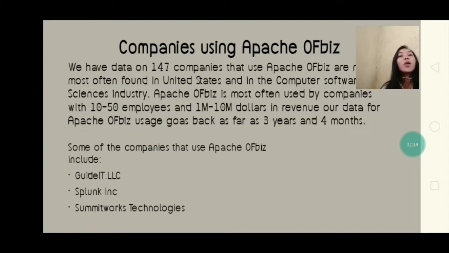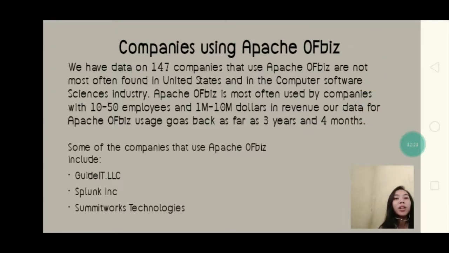We have data on 147 companies that use Apache OFBiz, most often found in the United States and in the computer software industry. Apache OFBiz is most often used by companies with 10 to 50 employees and $1 million to $10 million in revenue. Our data for Apache OFBiz usage goes back as far as 3 years and 4 months. Some of the companies that use Apache OFBiz are Guide IT LLC, Splunk Inc., and SummitWorks Technologies.